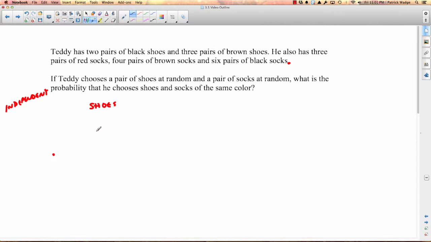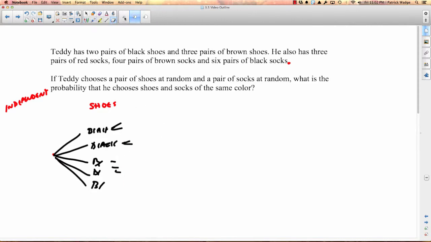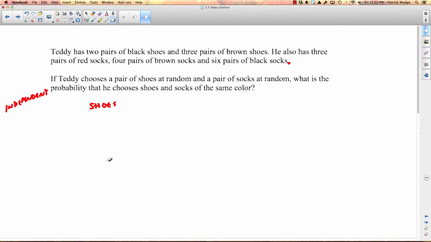Okay, anyway, so Teddy has 2 pairs of black shoes. So you could do it this way. Don't do this, this isn't a good way to do it. But you could put 2 pairs of black shoes, so black and black, and 3 pairs of brown shoes, brown, brown, brown, like that. It would work. You could do that, and then you could look at each shoe after that and look at the socks. It's not the fastest and not the best way to do it, I would say.